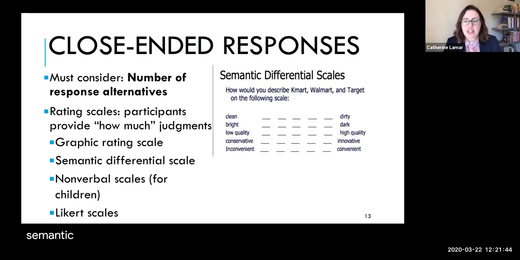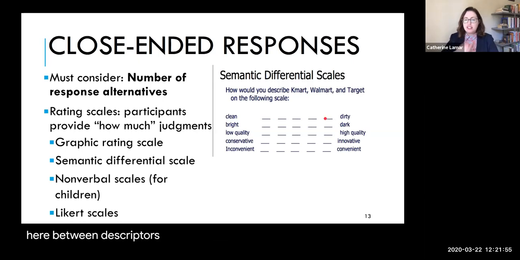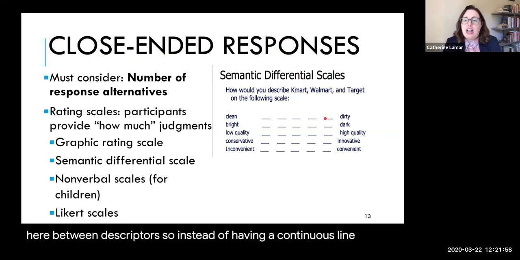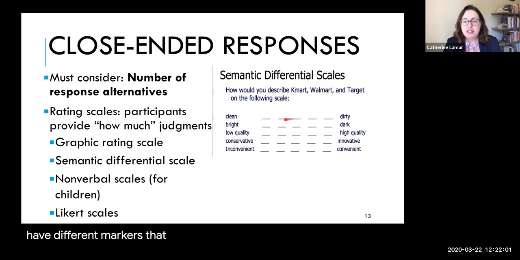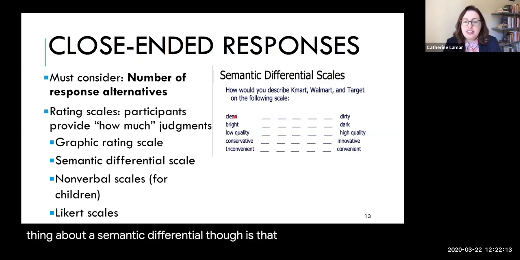In a semantic differential scale, participants are asked to rate something across a variety of dimensions, and you can see that there's dashed lines here between descriptors. So instead of having a continuous line, we now have different markers that participants can select from. And so they have to mark one of these things here. They can't just choose any point along those lines. The key thing about a semantic differential, though, is that the anchors on either end of that scale must be polar opposite adjectives. Again, these anchors here must be polar opposite adjectives.